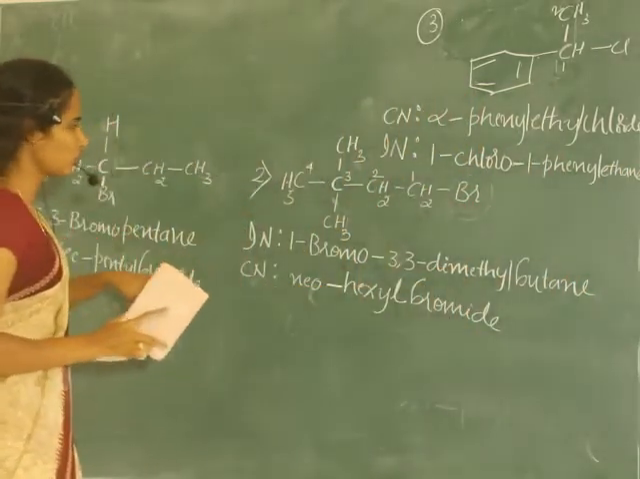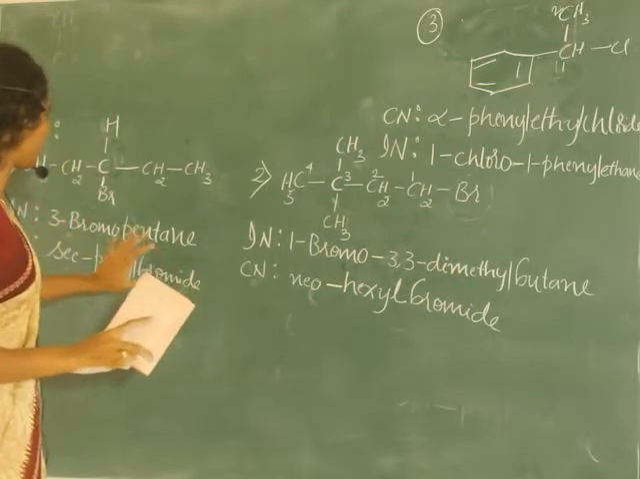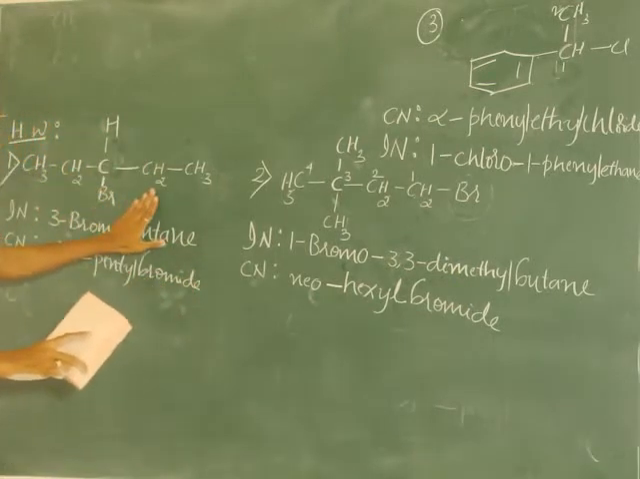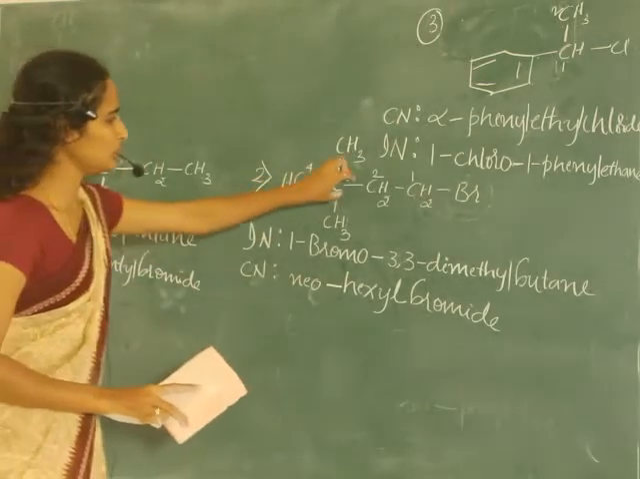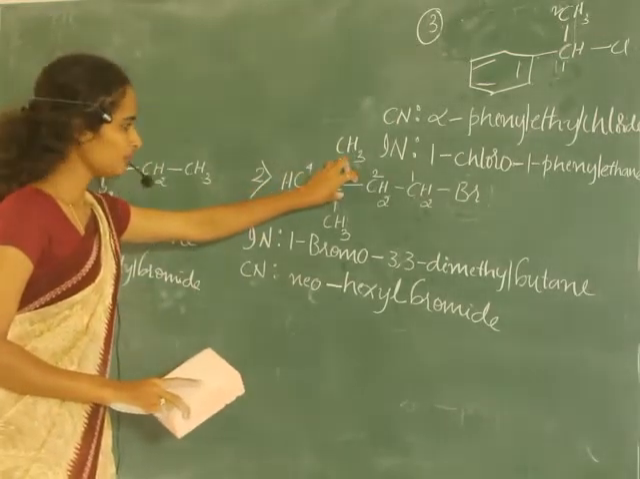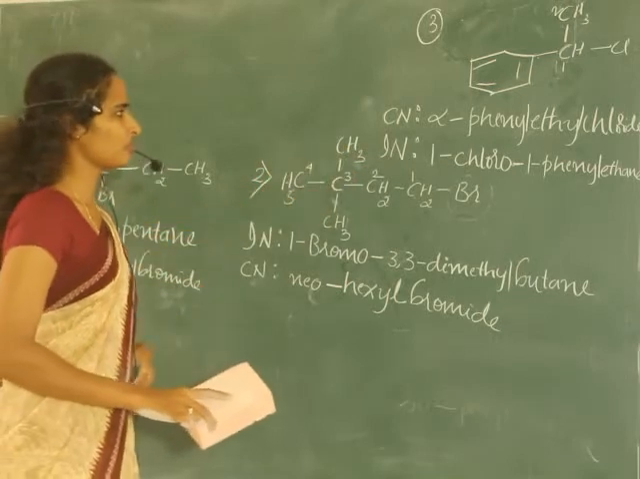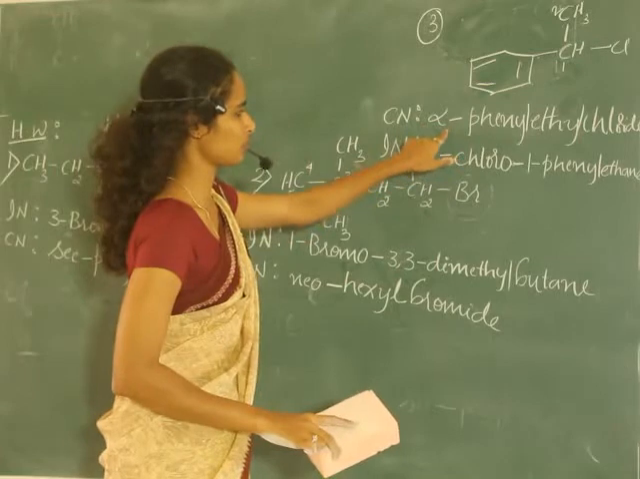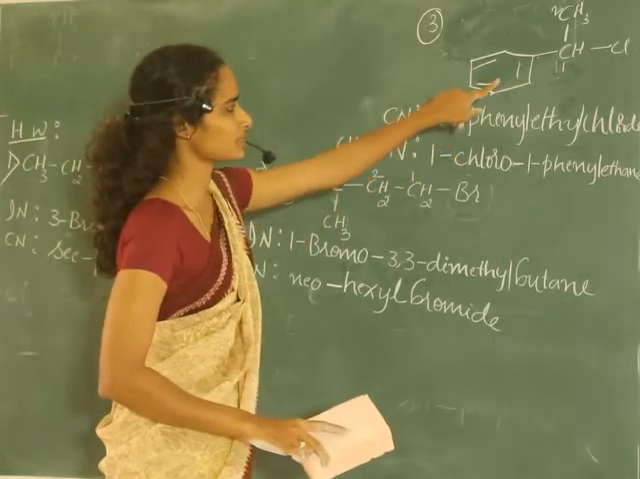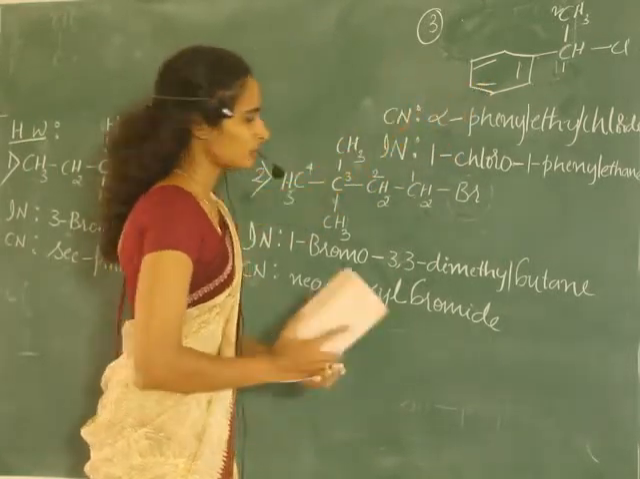So, 3 homeworks. The first one is 3-bromopentane. Clear, it is 3-bromopentane, and secondary pentyl bromide is clear. And here it is neo, it is the common name, and the IUPAC name however you know it. In the common name we use a prefix, alpha, which represents its position.